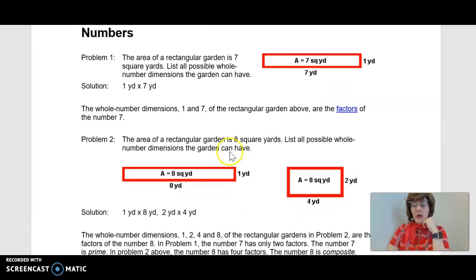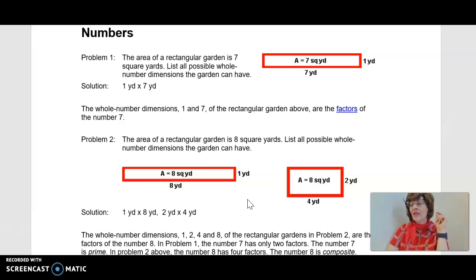Problem 2, we have another garden, but this one is 8 square yards. In this case, you could have one that is 1 times 8, long and skinny, or you could have one that is 2 times 4, which is a little bit shorter and wider. Both of those will equal 8, 1 times 8 or 2 times 4. So here you can see that there are 2 solutions.